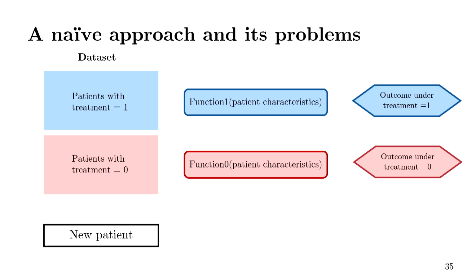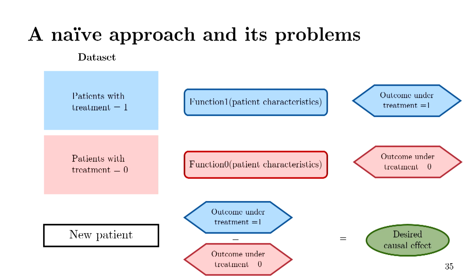In comes a new patient. I'm going to apply my first model to get that patient's outcome under treatment and apply the model for the non-treatment outcomes to that same patient, get the predictions from each of the two models, subtract them, and that would, roughly speaking, give me an estimate of the causal effect. If our assumptions are satisfied, and as our data becomes really, really, really big, that approach is typically reliable.